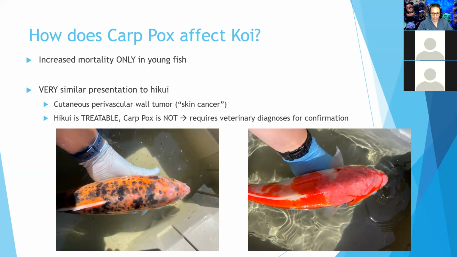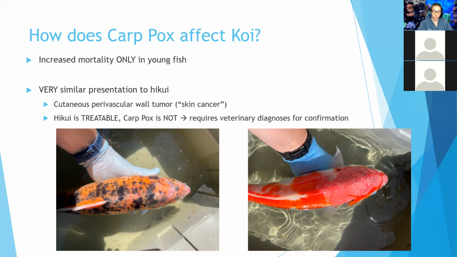In this case, if you've been paying attention, the fish on the right was in our first slide. He does have carp pox. The fish on the left has hikui and is currently undergoing treatment right now. So very, very similar case presentations. Again, one is treatable, the guy on the left, the other is not, but will look better in warmer water.